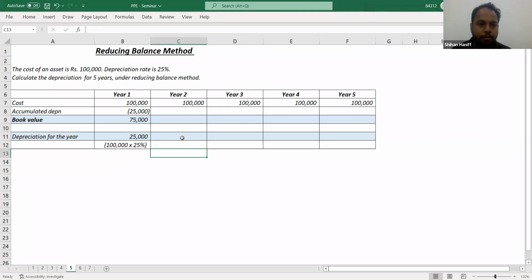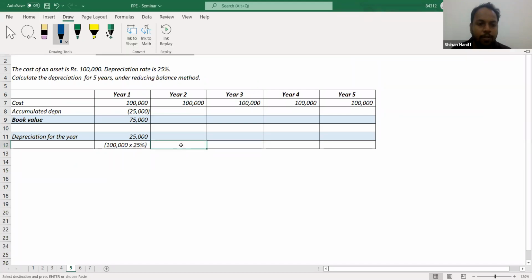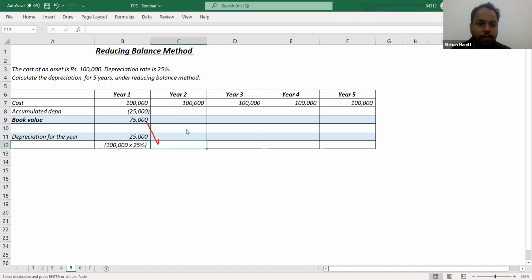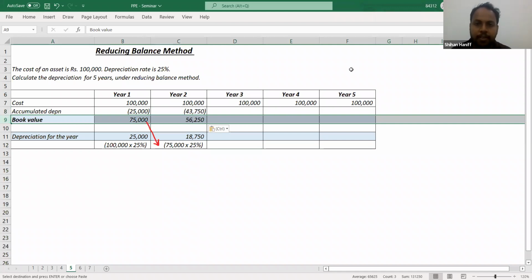Right. Then for the second year, you have to calculate 25% on the book value. So 25% of 75,000 is 18,750. Then the total accumulated depreciation is 43,750 and book value is 56,250. Can you all complete the rest?